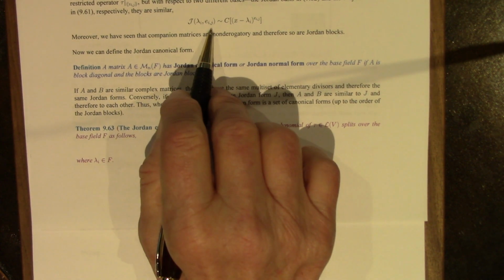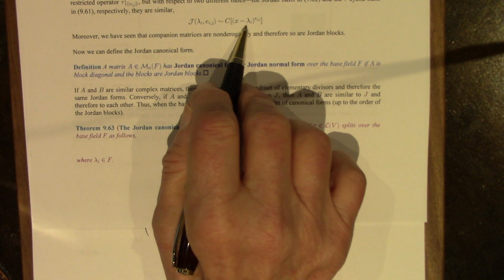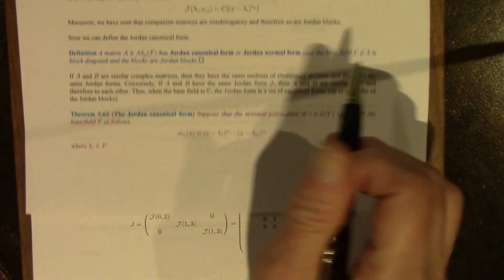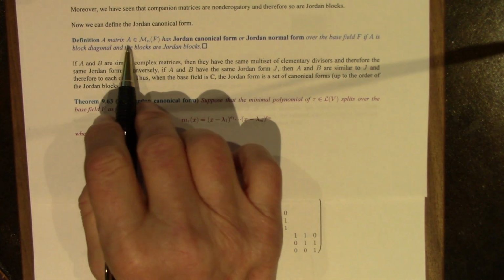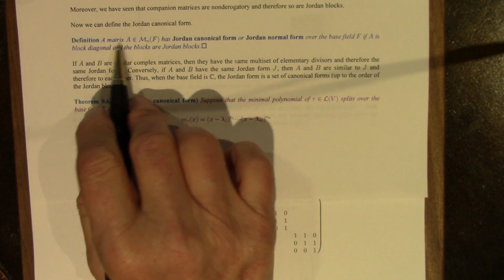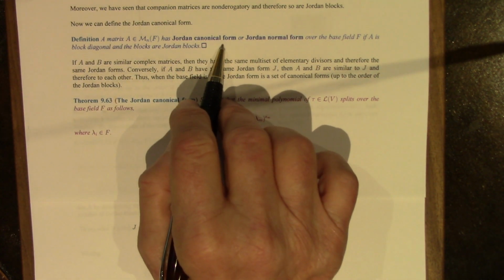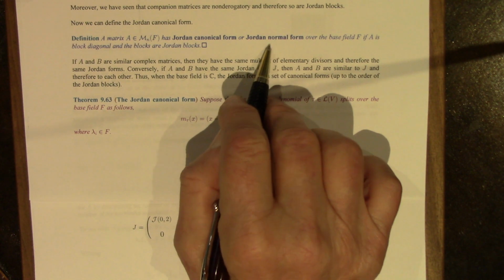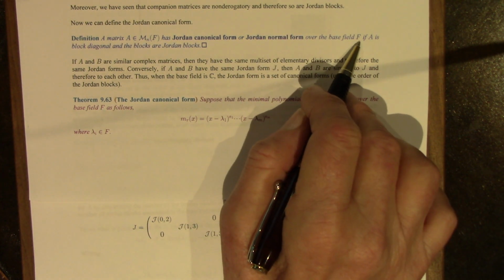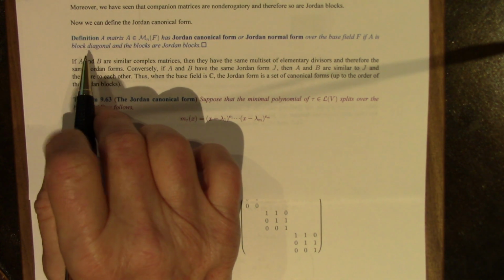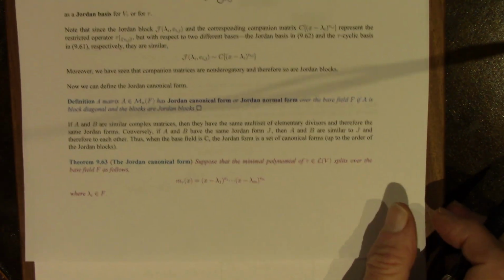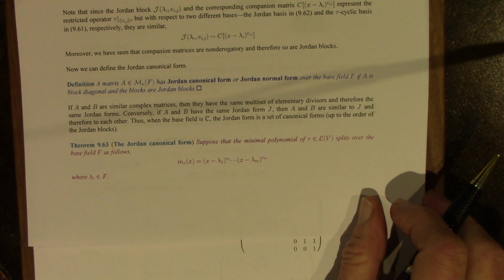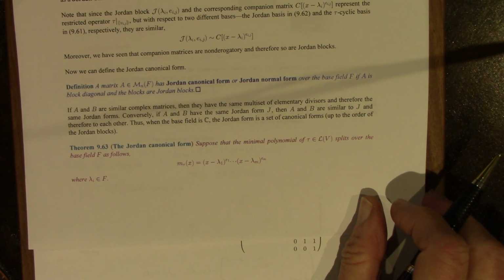Well, since companion matrices are non-derogatory, so are Jordan blocks. And now we can define the Jordan canonical form, in particular, do it for a matrix. A matrix A has Jordan canonical form, also called Jordan normal form, over a field F, if A is block diagonal and the blocks are Jordan blocks. So the derivation we have here gives us the Jordan canonical form for any linear operator or matrix.